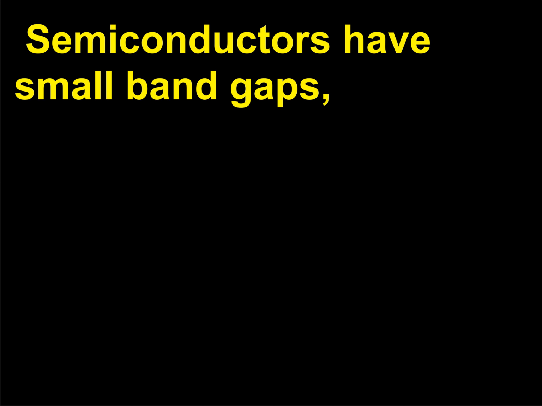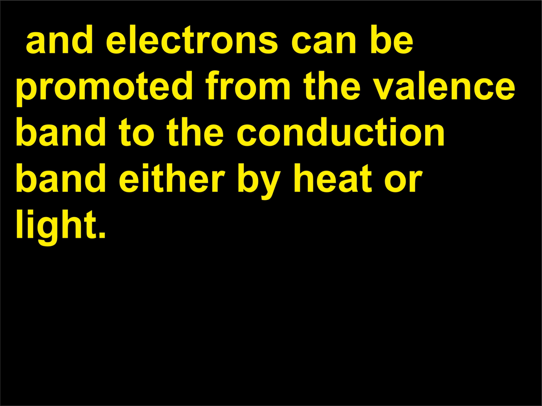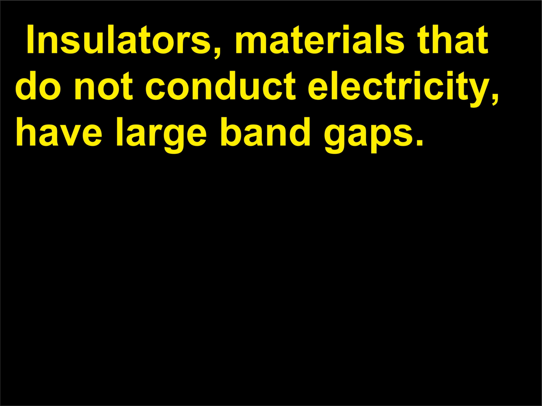Semiconductors have small band gaps. And electrons can be promoted from the valence band to the conduction band either by heat or light. Insulators, materials that do not conduct electricity, have large band gaps.